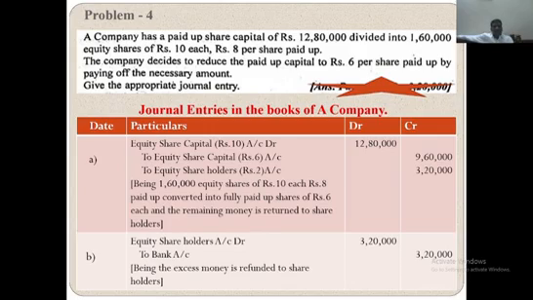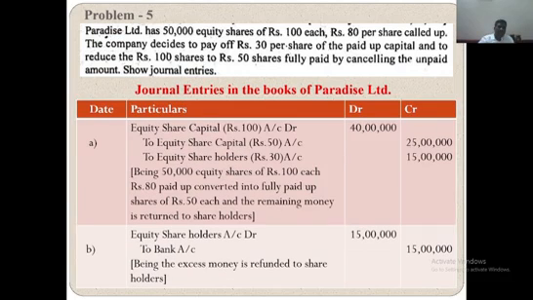Journal entry being 1,60,000 equity shares of rupees 10 each, 8 paid up, converted into fully paid up shares of 6 each, and the remaining money is returned to the shareholder. The next entry: equity shareholder account debit to bank account, 3,20,000 debited to shareholder account and credited to bank account.